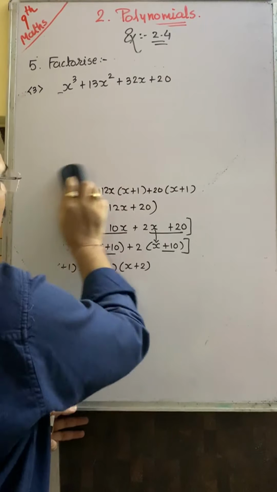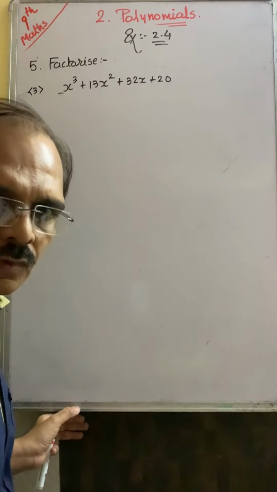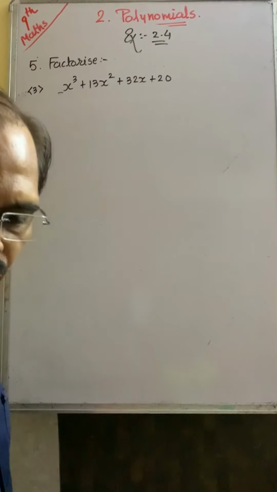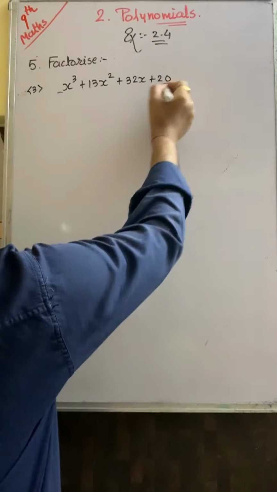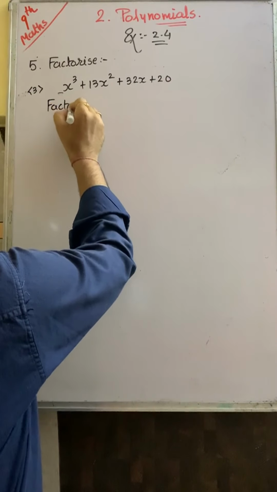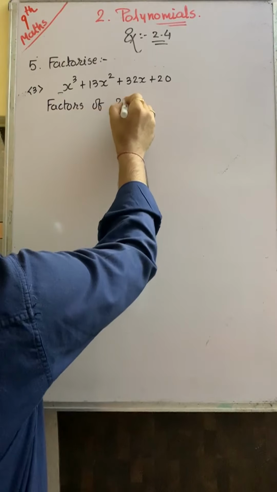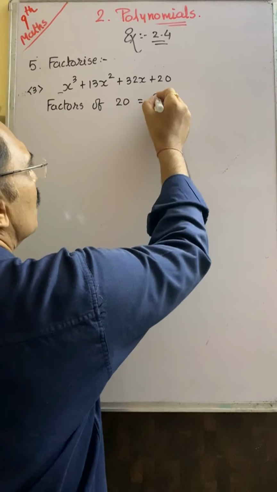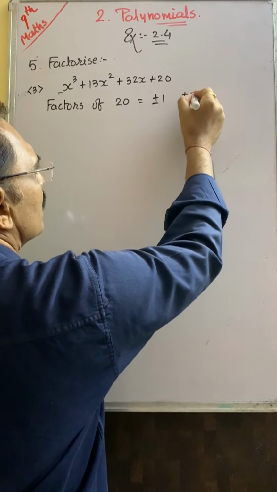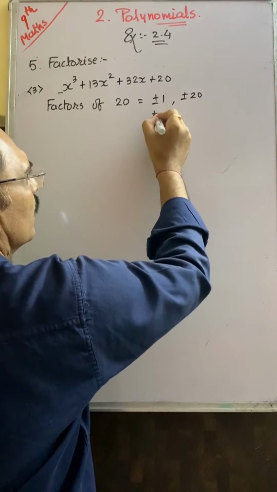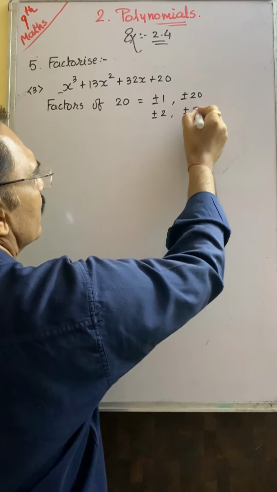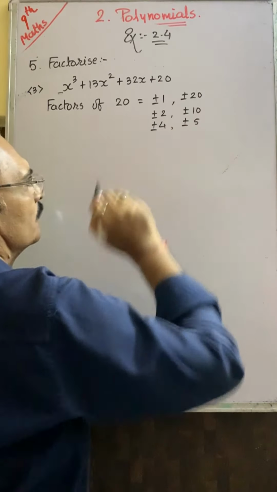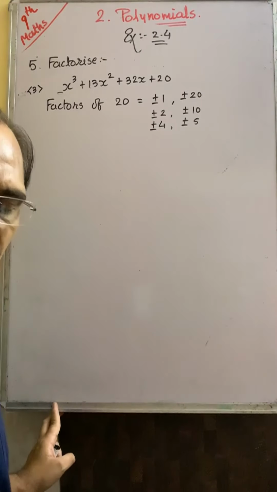Once again I do the same sum with a different method. See, find out the factors of the last term. Factors of 20: 1 times 20, we can write plus or minus 1 and plus or minus 20. 2 times 10, plus or minus 2, plus or minus 10. 4 times 5, plus or minus 4, plus or minus 5. Is it okay? These are the factors of 20.